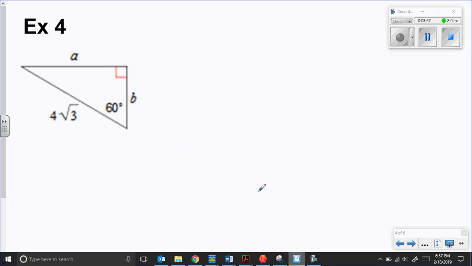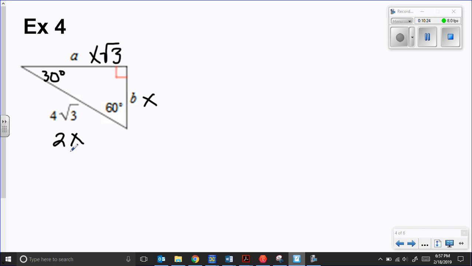All right, let's go to example 4. So again, we have a 60-degree angle and a 90-degree angle, so we've got a 30, 60, 90. So let's go ahead and fill in our ratios. We know that B is going to be X, and then the hypotenuse is 2X, and then this side, which is the long leg, will be X times the square root of 3.